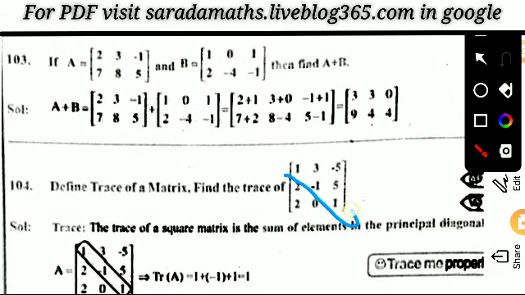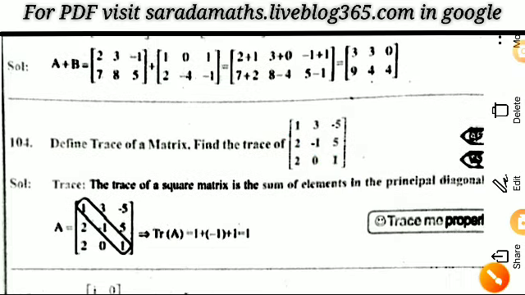This is the principal diagonal: 1, minus 1, 1. The elements containing the part 1 minus 1 1 is the principal diagonal of the given matrix. Okay, so the sum of the elements, just adding these two values, 1 minus 1 plus 1, is equal to 1. That is nothing but the trace of the matrix. Trace of the matrix means simply we have to write the definition as the sum of the elements of the principal diagonal.